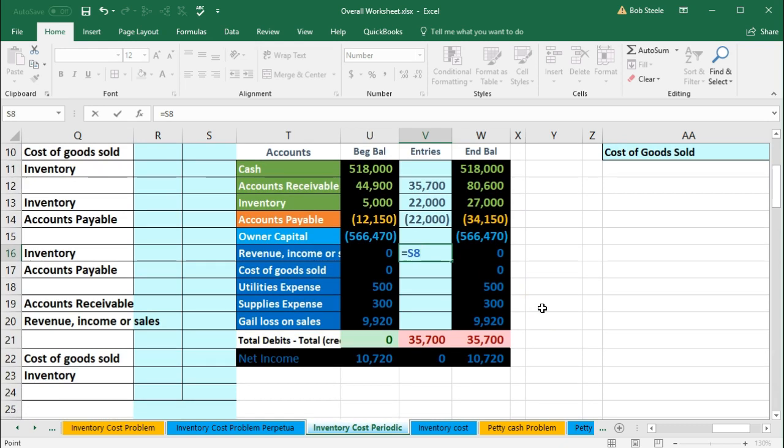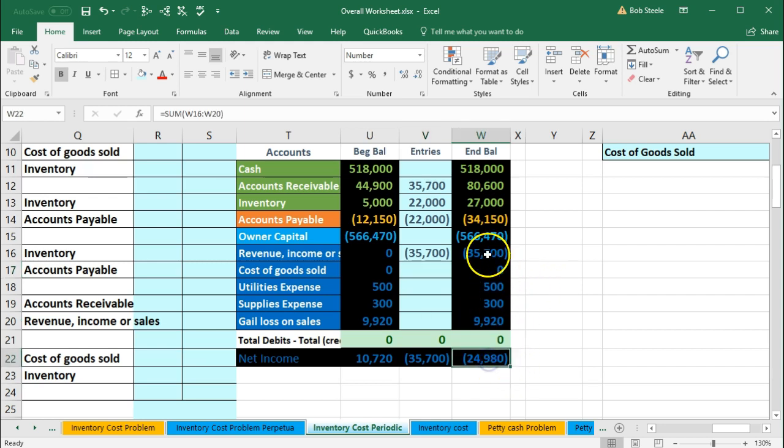That will be down here in V16, so within V16, we will say equals, point to that 35,700, and that will increase net income. Notice we're at a loss right now. If we hit enter, it'll increase net income. Now the revenue is greater than the expenses.